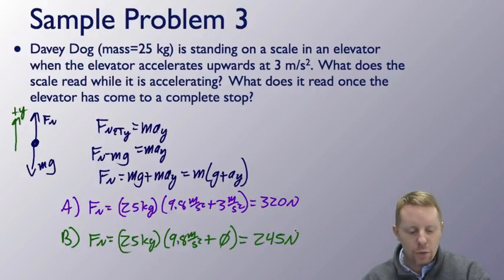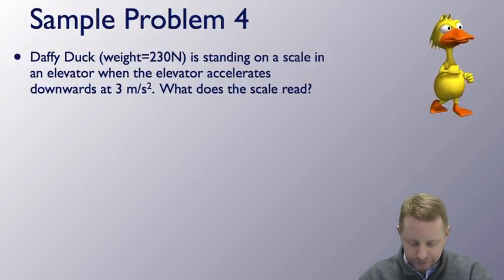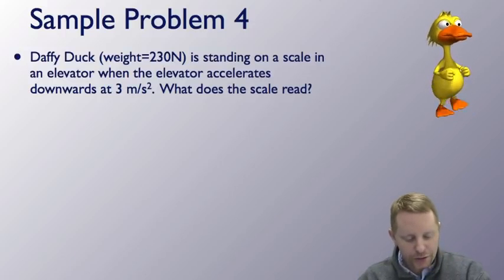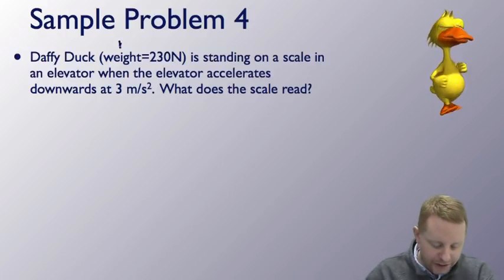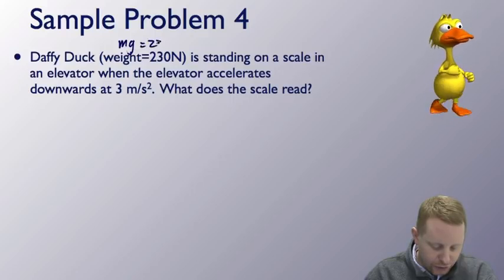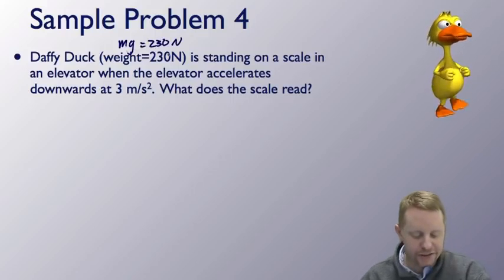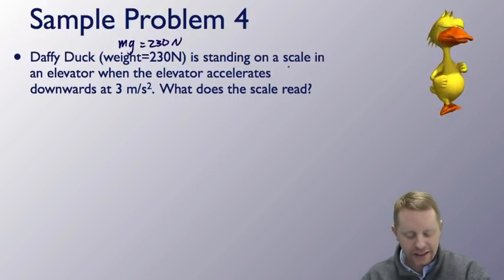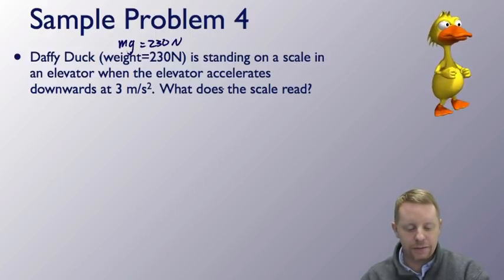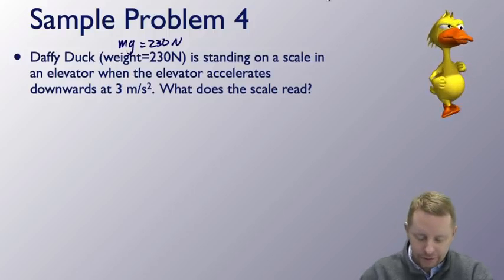All right, let's do one last problem. Daffy Duck, with a weight of 230 newtons, which means mg is 230 newtons. Note that that's not his mass. He is standing on a scale in an elevator when the elevator accelerates downward at 3 meters per second squared. What does the scale read?